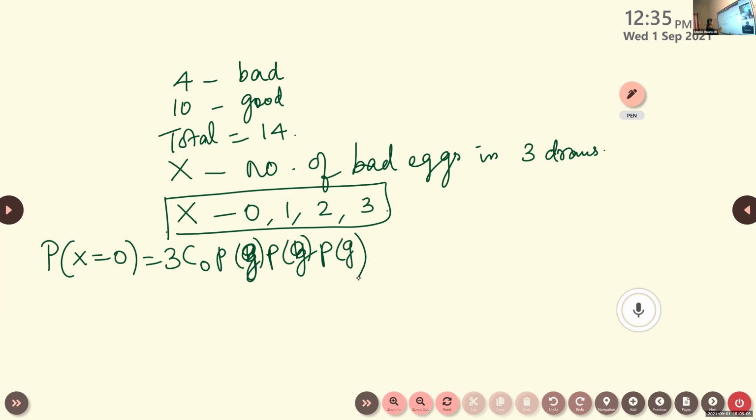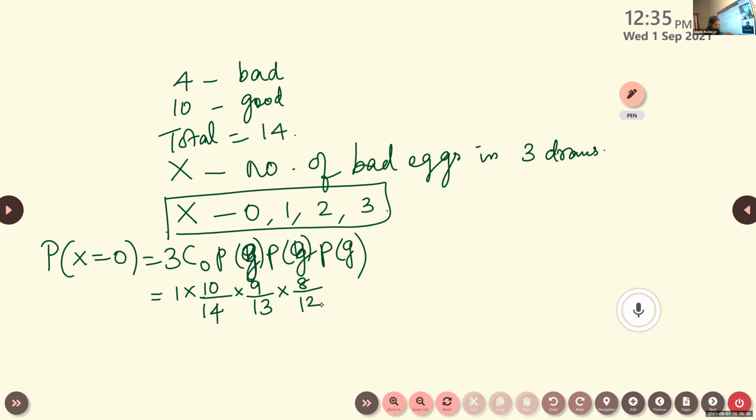So what will be the probability? 3C0 is 1. What is the probability of selecting the first good egg? 10 by 14. Is it correct? Into, what about the next good egg? 9 by 13 into 8 by 12. Is it correct? It is done.